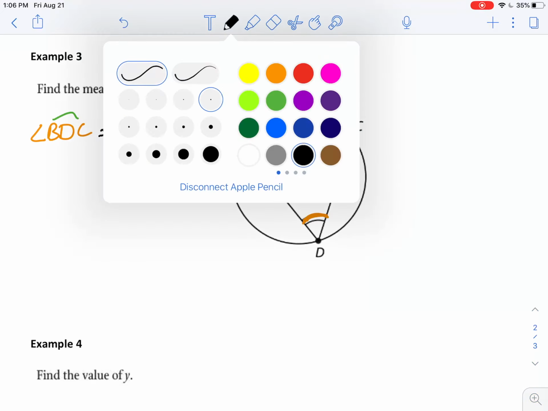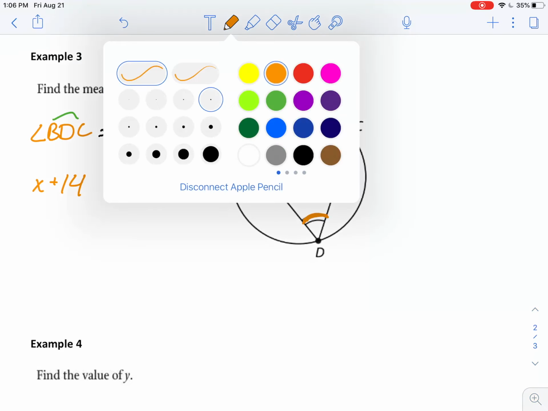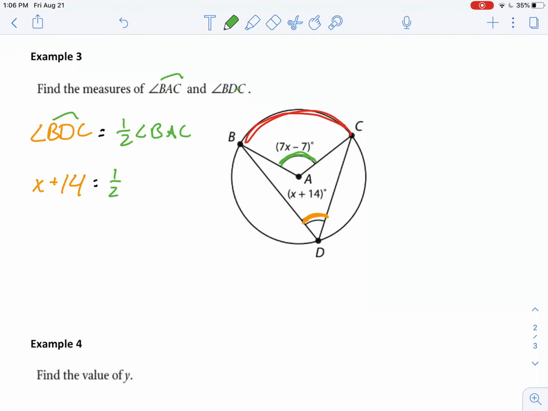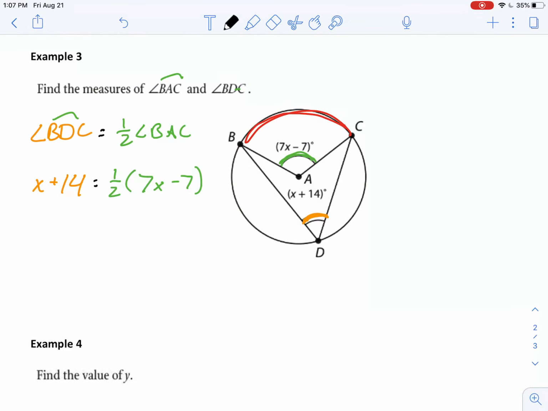So here's what I can do. BDC is x plus 14, and half of angle BAC is half of 7x minus 7. Now I just have to solve this equation to find x, to find the measure of my angles. So what I'm going to do is multiply both sides by 2. The reason I'm doing that is it's going to cancel out with the 1/2. It's just going to make it easier for me.